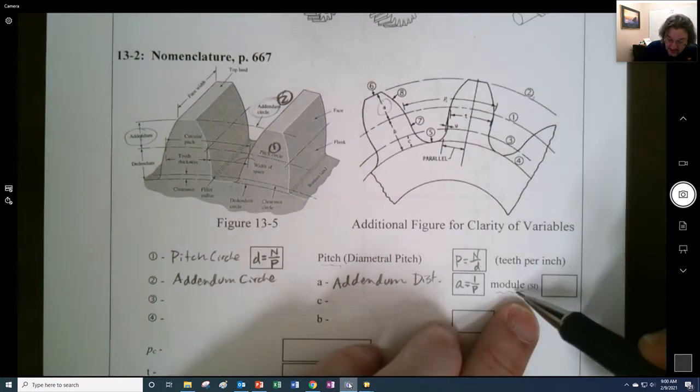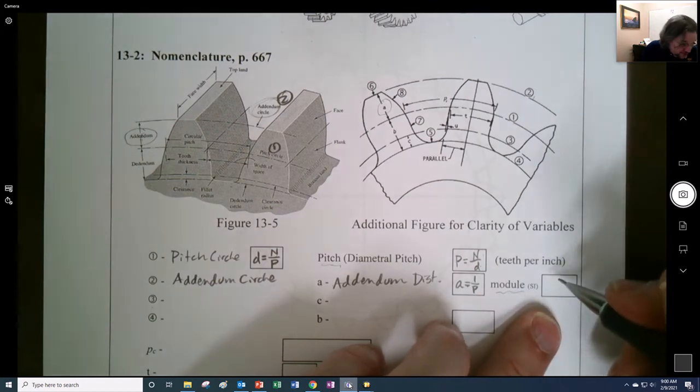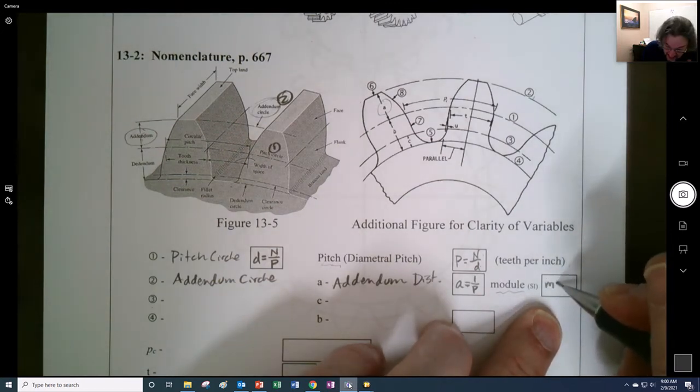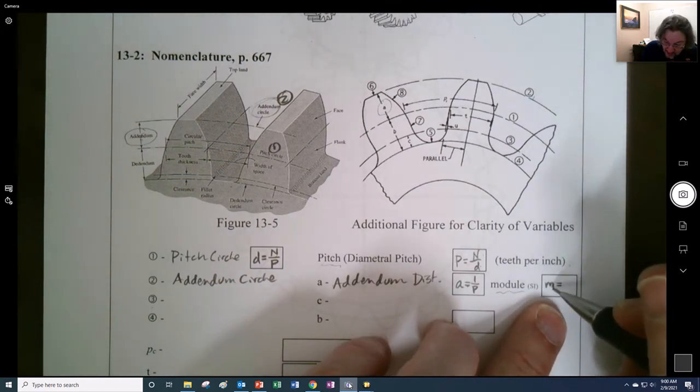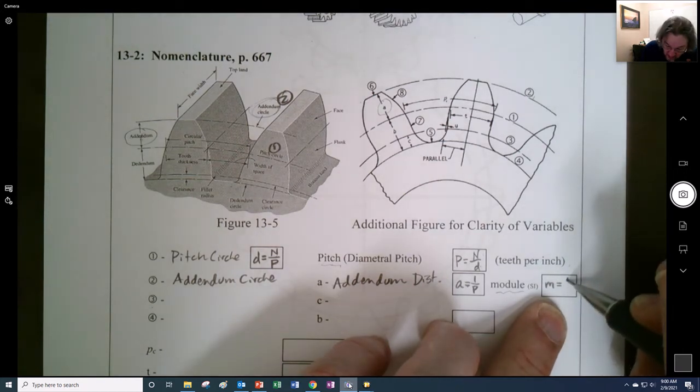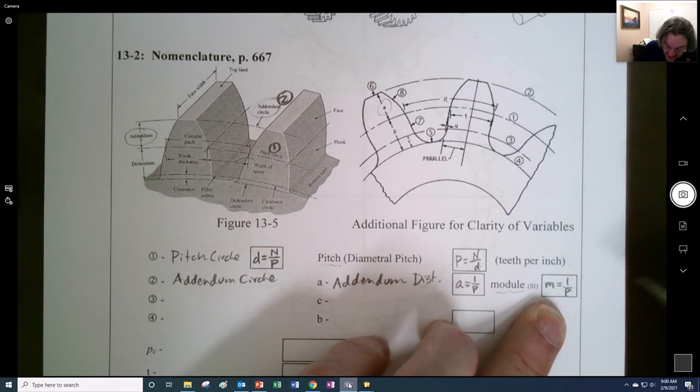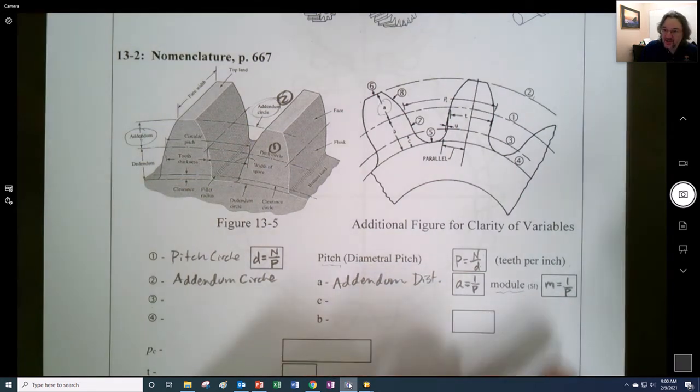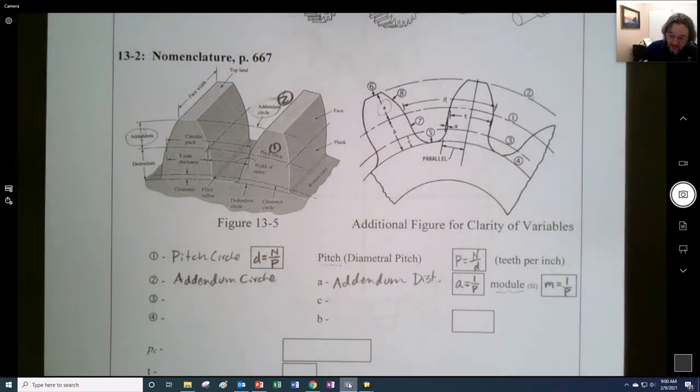Now, once again, this module is by definition lowercase m, which is a little troubling that they use lowercase m for a lot of things. And it will be 1 divided by pitch, but turned into millimeters, right?